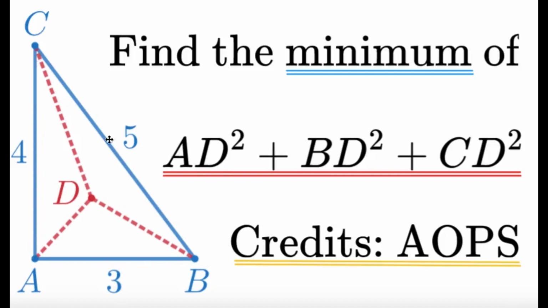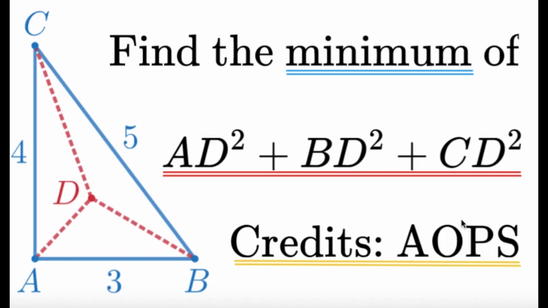Given this triangle ABC with side lengths 3, 4, and 5 as shown in the figure, and let D be a point inside triangle ABC, find the minimum value of AD squared plus BD squared plus CD squared. Credits to the Art of Problem Solving community for this item. As usual, pause this video if you'd like to give this item a try, but if you're done, let us dive into the solution.